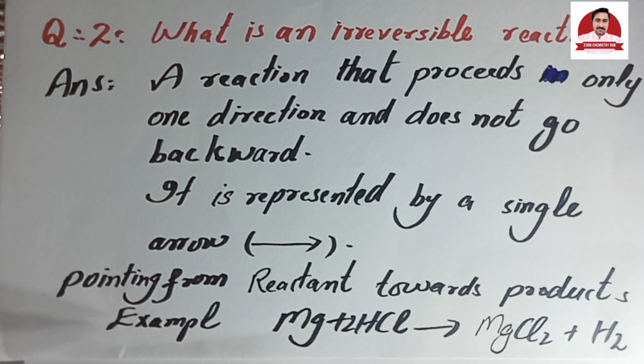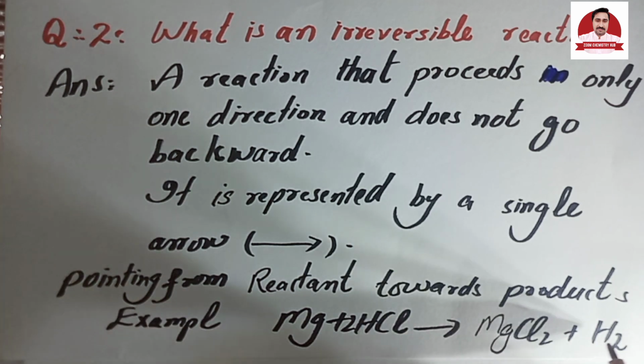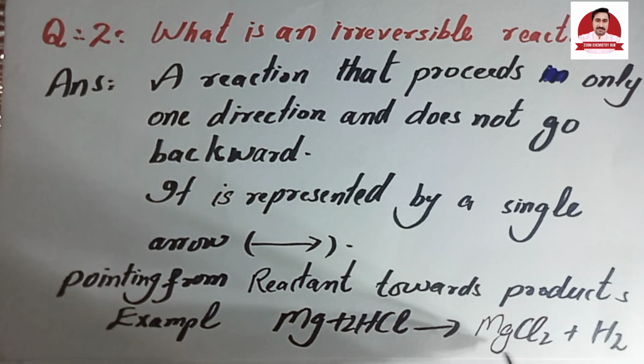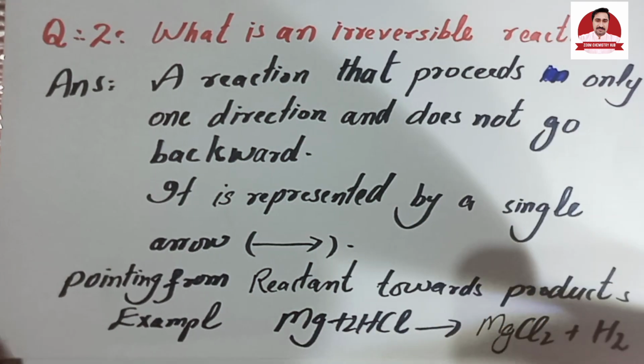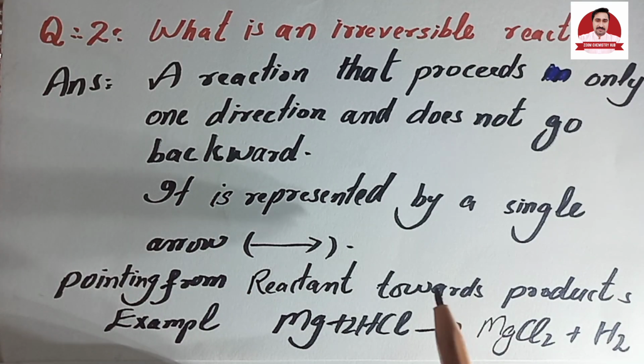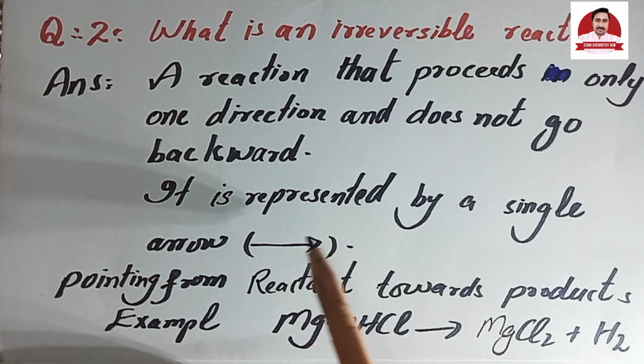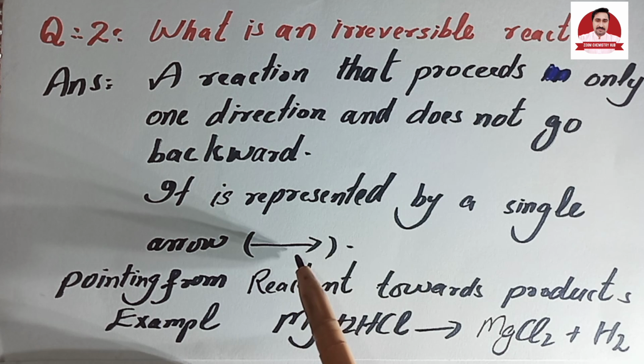The example is that when magnesium reacts with hydrochloric acid, they form magnesium chloride and hydrogen gas, and here the reaction is completed. No backward reactions occur. So the irreversible reactions are those reactions which do not reverse back and they are represented by a single arrow.